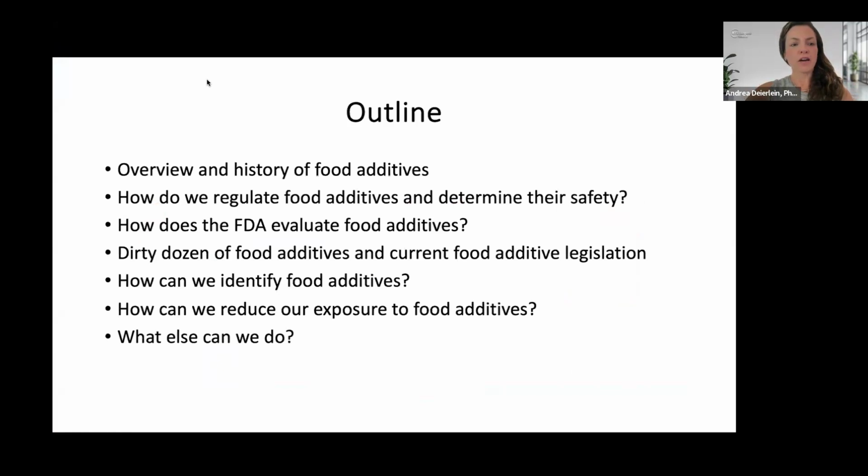So just as a bit of an outline for the talk, I'm going to review the history of food additives, regulation, how the FDA evaluates them. We'll talk a little bit about the dirty dozen of food additives and some of the current legislation that you've probably been hearing about in the media. Then we'll talk about identifying food additives, reducing our exposure, and maybe, at the end, some other actions that we can take.